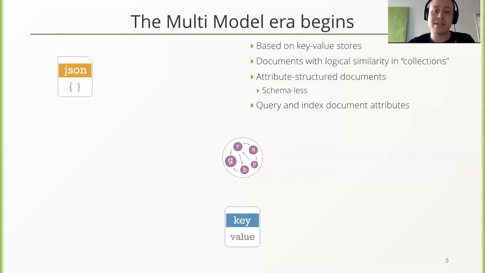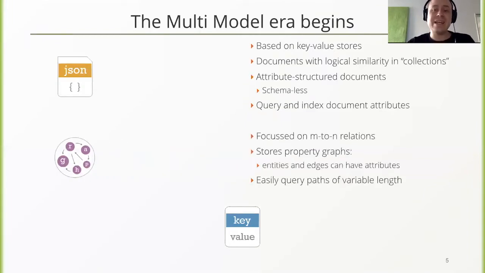Next major player, graph databases. Those focus on many-to-many relations. In the document stores, you typically do not have something like joins, so you do not have relations at all. The idea is to denormalize everything, and everything that you need at once is just put in the same document.